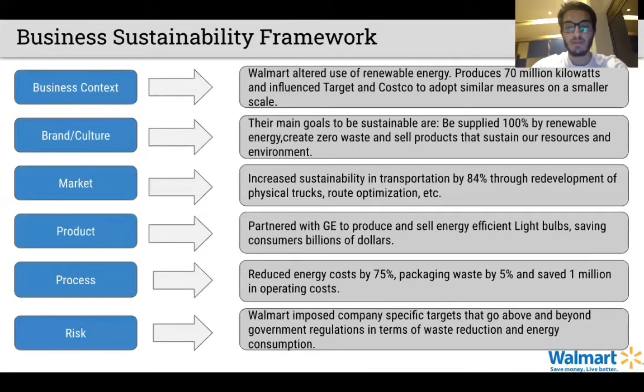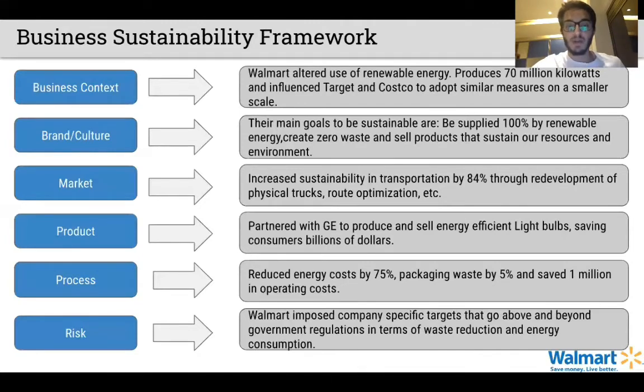And as promised, Walmart improved immensely in sustainable transportation through different areas, including increasing sustainability in transportation by 84%, through development of physical trucks, route optimization, and other major steps that they took. Now, moving on to the products, of course, Walmart produced many products that allowed them to be more sustainable as a company, but one of the major ones was the partnership with GE to produce and sell energy-efficient light bulbs. Of course, that saved many, many customers billions and billions of dollars.